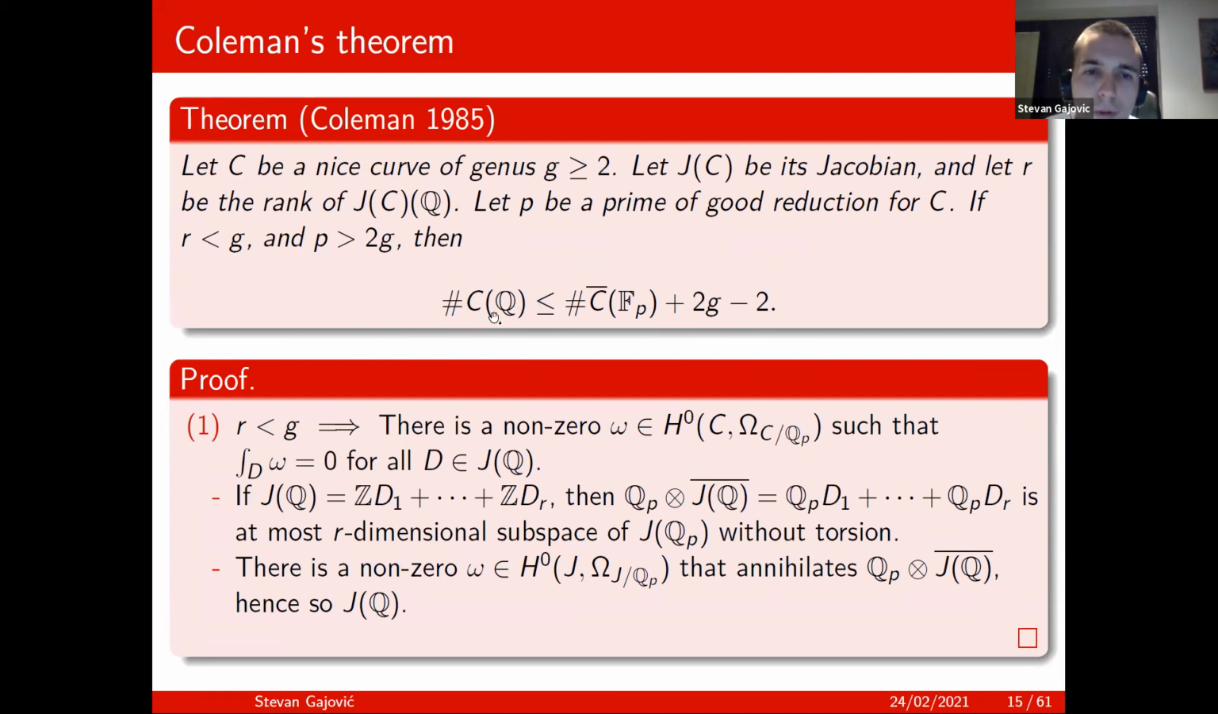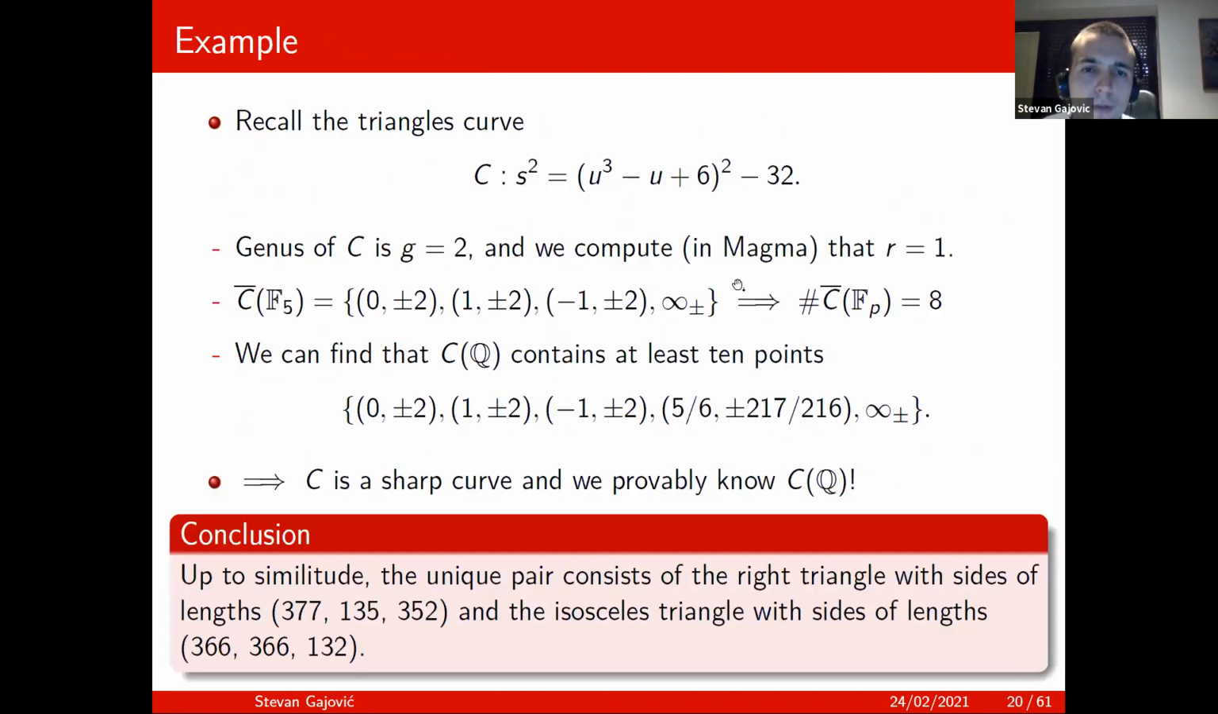So if the number of points that we find is greater than the right-hand side, it means that this condition cannot be true. So the rank is then at least G. But let's go see some examples.